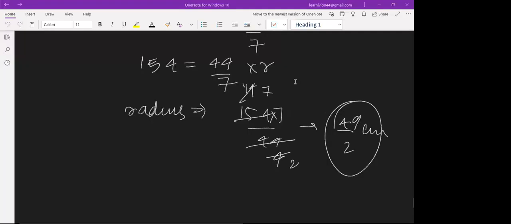So what was the first question? Okay. Negative 1 by 8 divided by 3 by 4. Is my screen visible now? Just check. Yes, ma'am. Okay, fine.